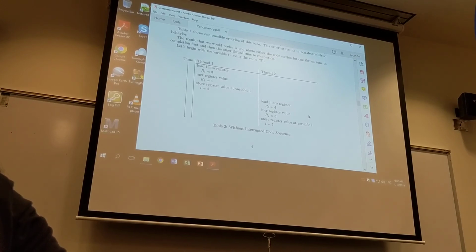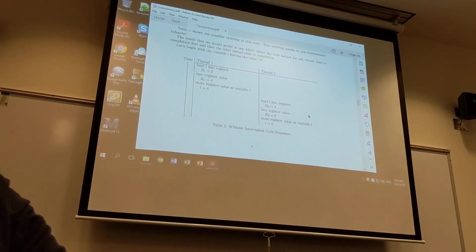And now, that's the problem. Both of them think they've updated it, but the end result is that after 2 threads update it, the final result will only be 1 update. Instead of I equals I plus 2, we have I equals I plus 1.